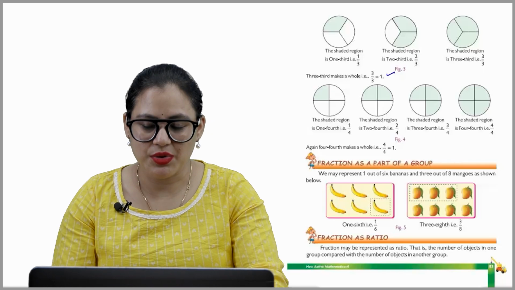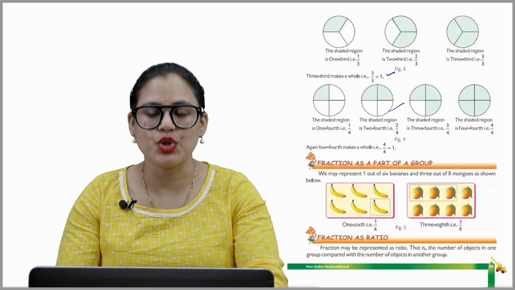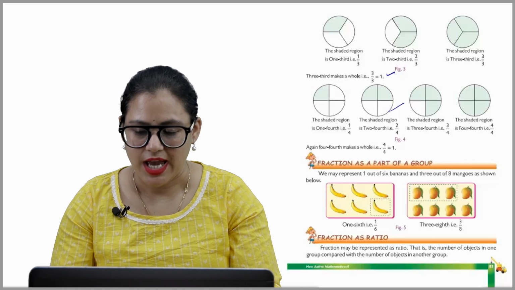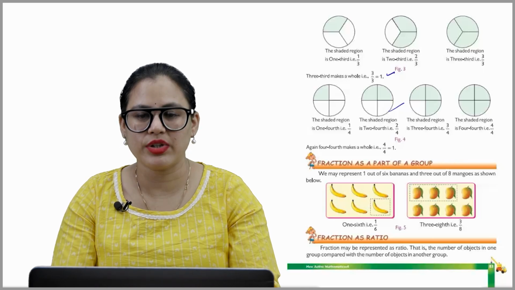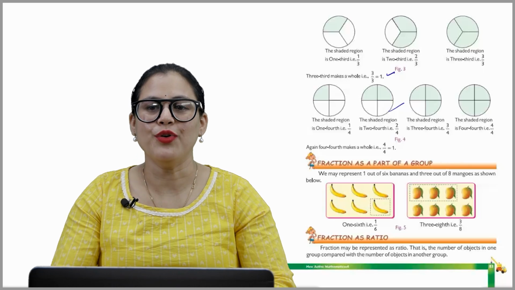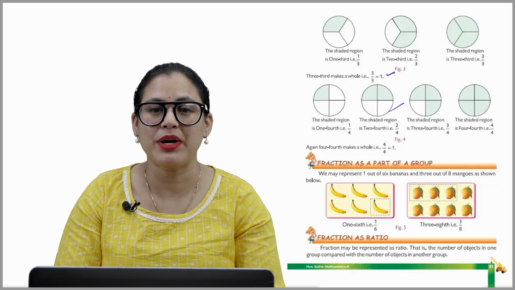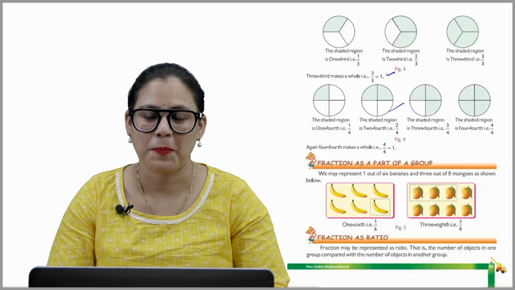The shaded region is 1/4, that is 1 by 4. The shaded region is 2/4, that is 2 by 4. The shaded region is 3/4, that is 3 by 4. The shaded region is 4/4, that is 4 by 4. Again 4/4 makes a whole, that is 4 by 4 is equal to 1.